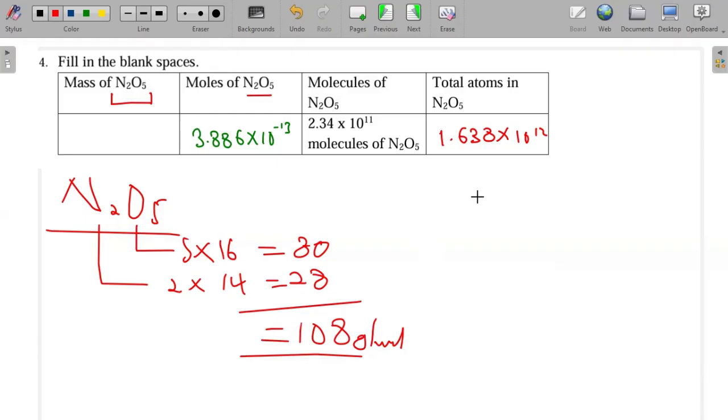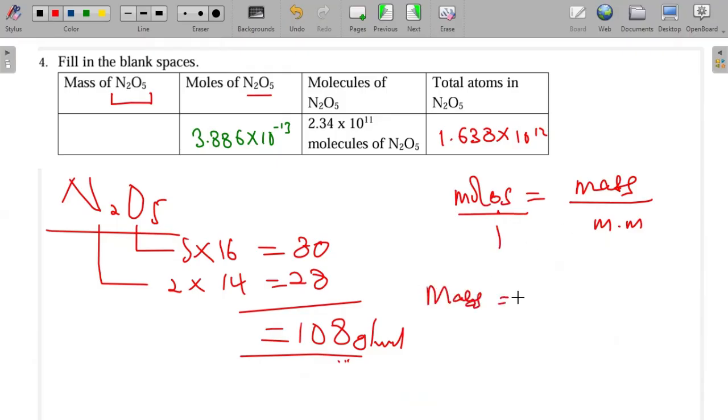Okay. Now remember, moles is equal to mass over molar mass, right? So this is my molar mass. And then I also have the moles. So I can find the mass. So cross multiply, mass is equal to the moles multiplied by the molar mass. So the molar mass is 108 multiplied by the moles, 3.886 times 10 to the power minus 13. Okay, so let's multiply this now to see what we are going to get.